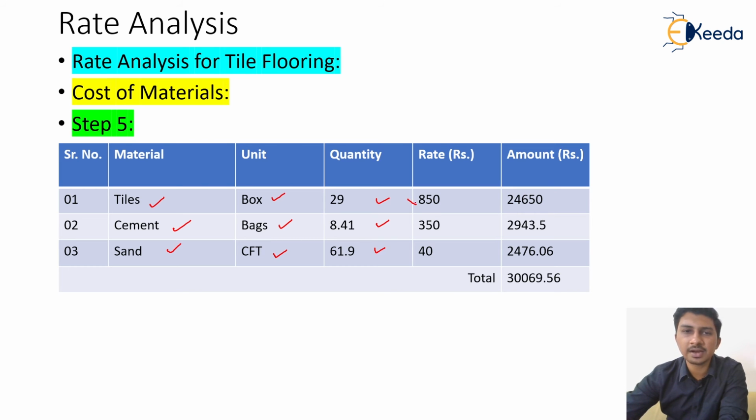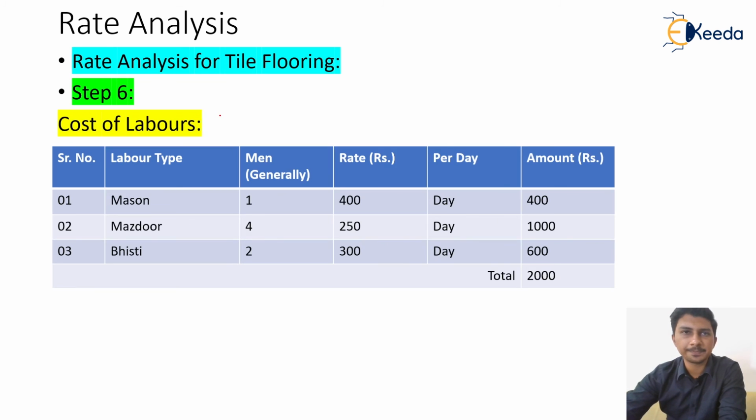One box of tile of 0.3 by 0.3 is around 850 to 900 rupees. I would consider 850 rupees, and the cement bag and sand rates have been kept constant throughout. So this will be the cost, that is 30,069 rupees. Nearly 30,070 rupees is what we are going to need for the materials for this tile flooring.